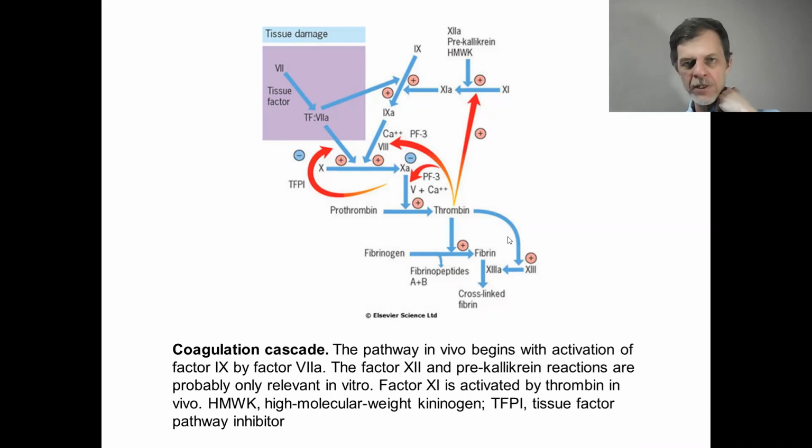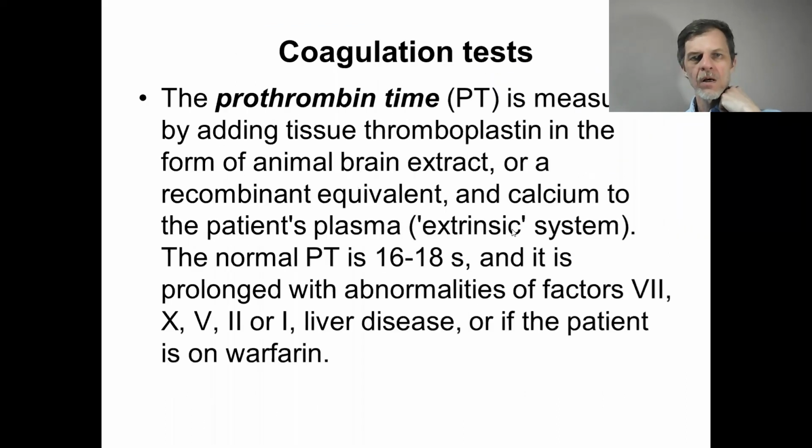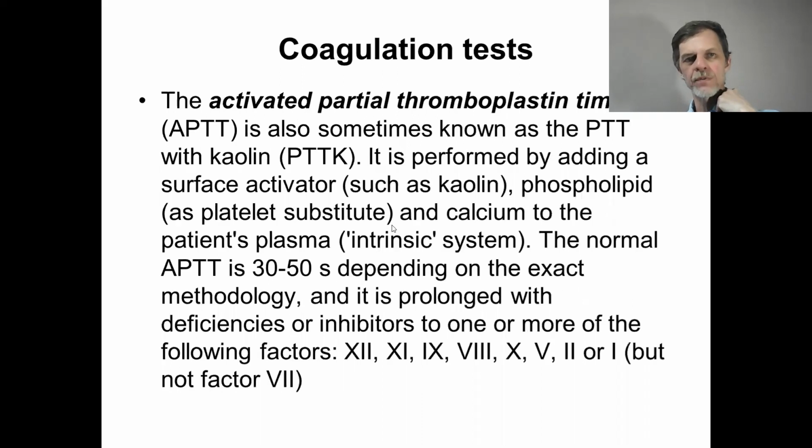Let's add some factor of coagulation and see what happens. This way we can understand at which level we have a problem. And again, prothrombin time is 60-80 seconds, and prolonged with abnormalities of factors 7, 10, 5, 2, 1, and liver disorders. So again, when a patient experiences problems with factors which produce thromboplastin during the first step of coagulation.